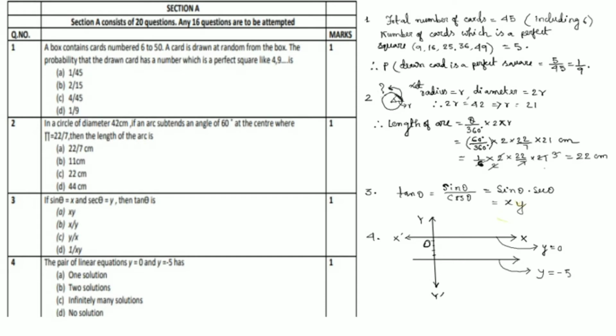Okay, so at first you see the question is: a box contains cards numbered 6 to 50. A card is drawn at random from the box. What will be the probability that the drawn card has a number which is a perfect square, like 4, 9 or so on? Okay, here you see the total number of cards is 45 including 6, because 6 to 50 is equal to 44 plus 1, because here 6 is included. So total number of cards here is equal to 45.